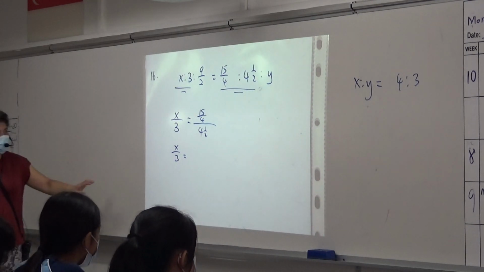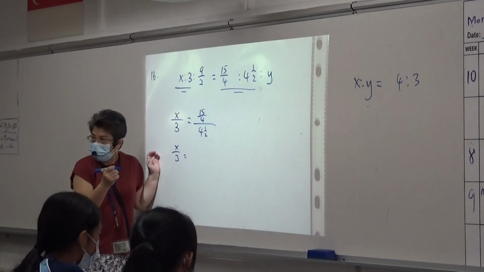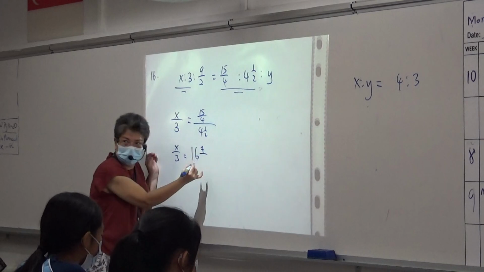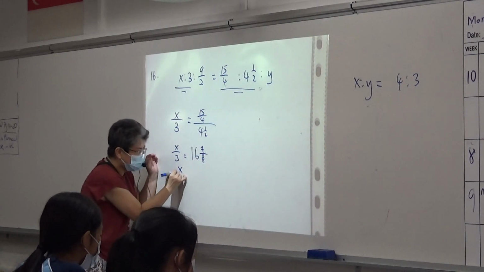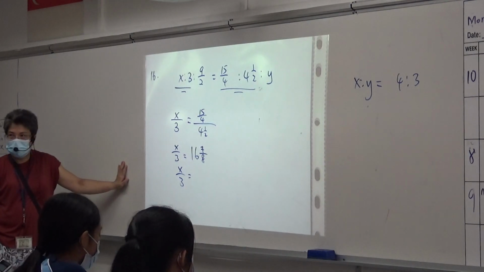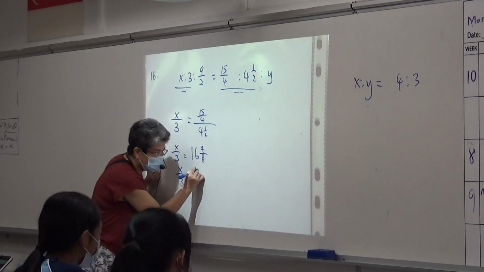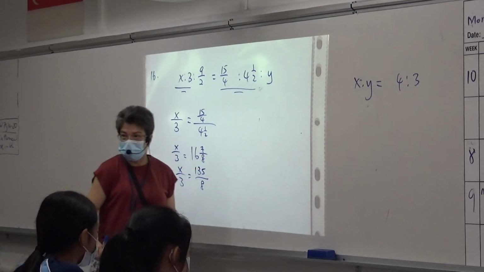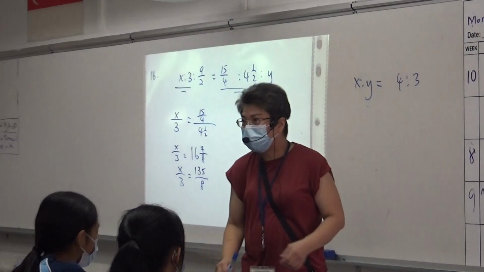What's that? 16? 16 what? 7 over 8. Can you change it to improper for me? 1, 3, 5 over 8, right? Am I right to say that?